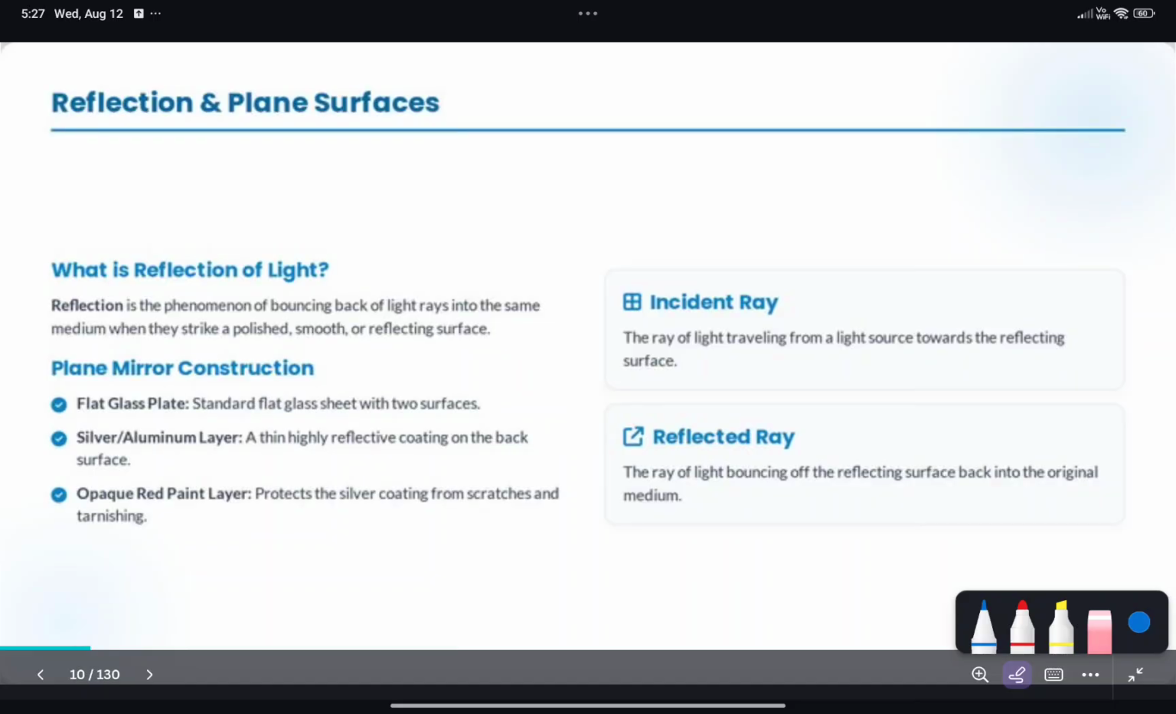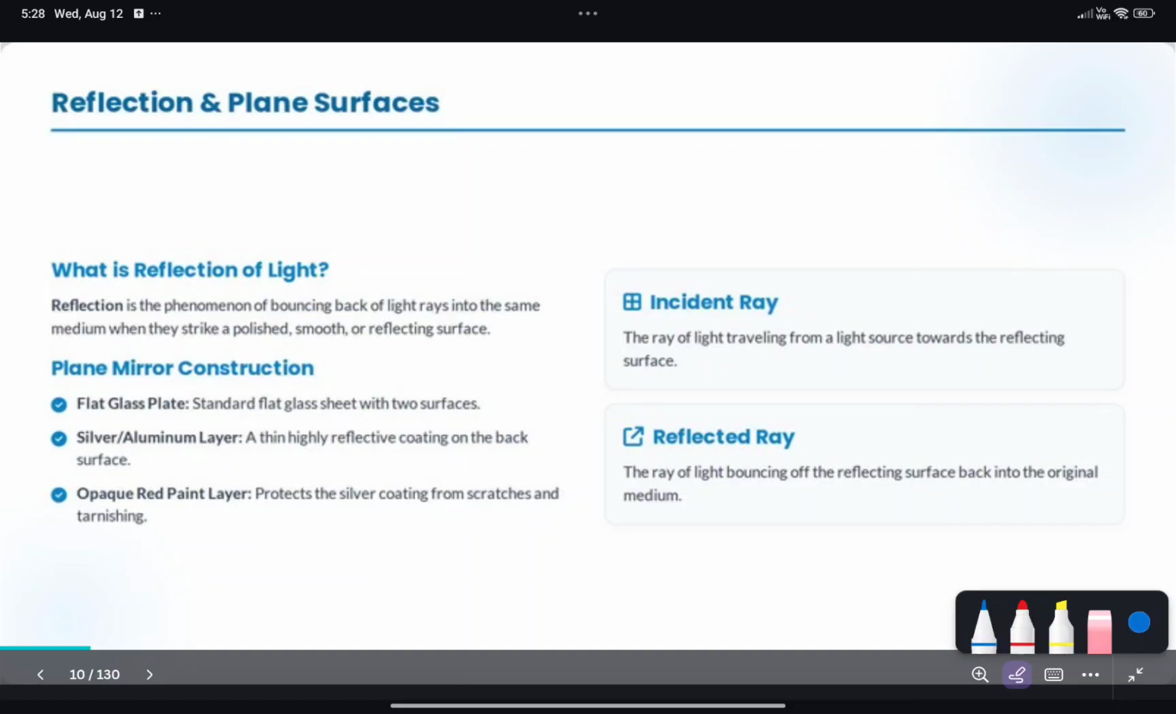What is reflection? Reflection is a phenomenon of the bouncing back of light rays into the same medium. Plane mirror construction. Whenever we construct a plane mirror, we need some materials: a flat glass plate, a silver and aluminum layer, and an opaque red paint layer.